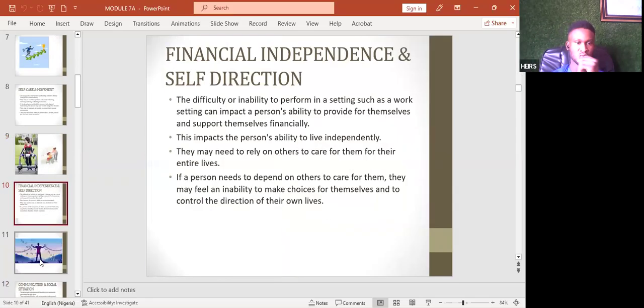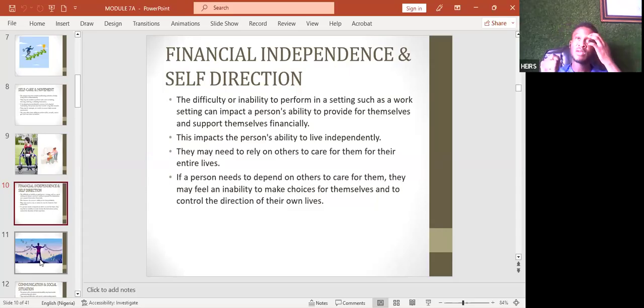Number two, financial independence and self-direction. Please, let's not forget that we are talking about how developmental disability can affect the normal development of a person. And under normal development, we know that this is what a child or a person should, on a normal basis, do. Now, the second here is financial independence. A normal human should be able to work and earn for themselves.